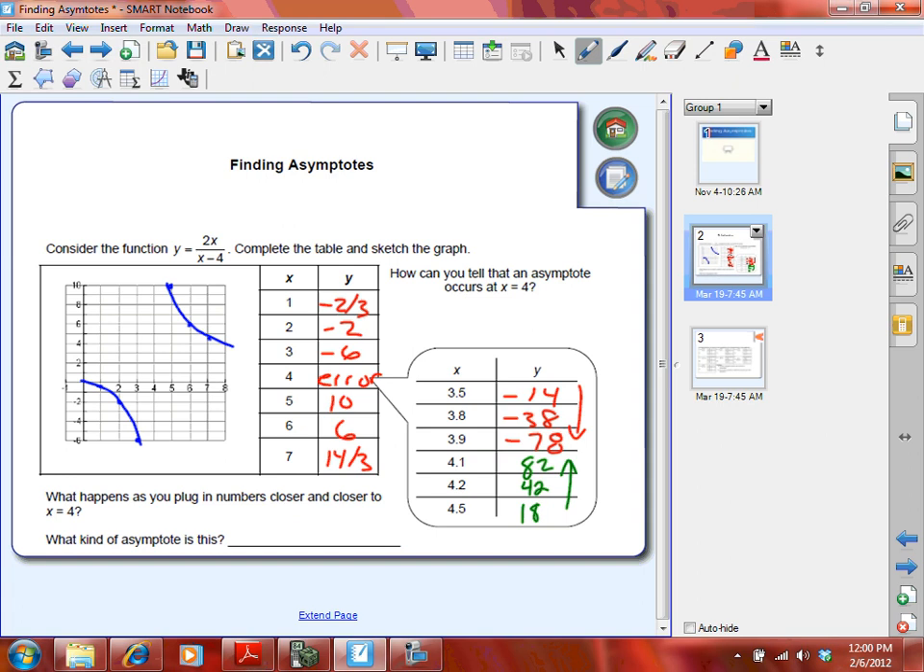Now remember the other day we talked about having 2 lines that we come close to that don't touch. We call those asymptotes. There are 2 of them. We have a horizontal and a vertical. However, right now we're looking specifically at the vertical line.